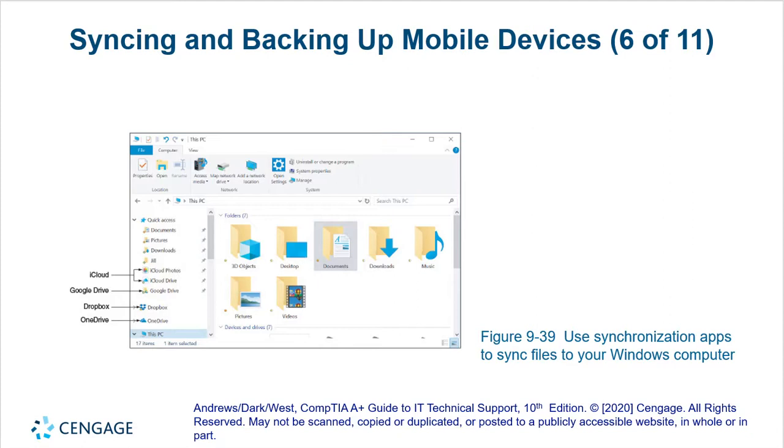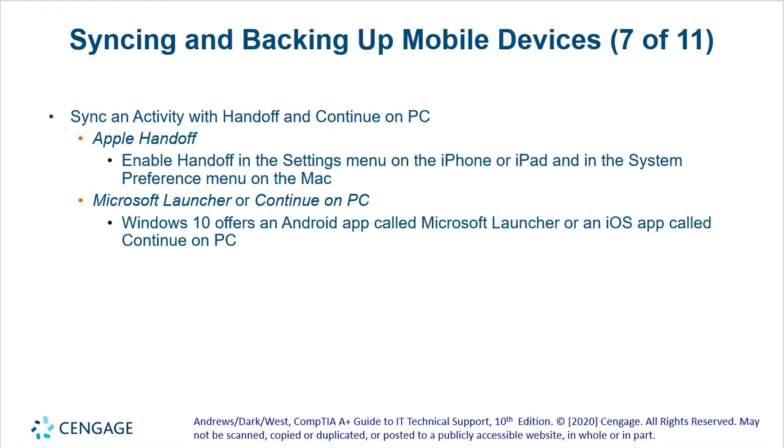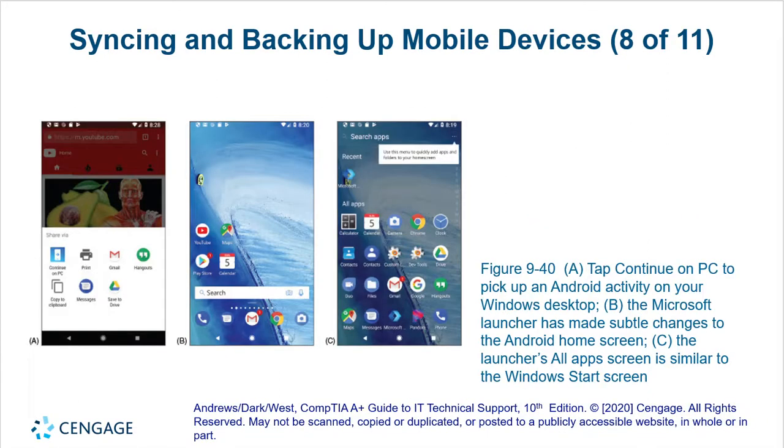And you can sync. Apple has Apple Handoff, Microsoft has Launcher, or Continue on the PC. And so you can set it up on the iPhone or iPad, preferences to sync whenever you want. So that's something that you can set up. And then on Android and Windows 10, you've got the Microsoft Launcher iOS app that you can continue on the PC, and you can do the syncing that way. I don't really use those that much.